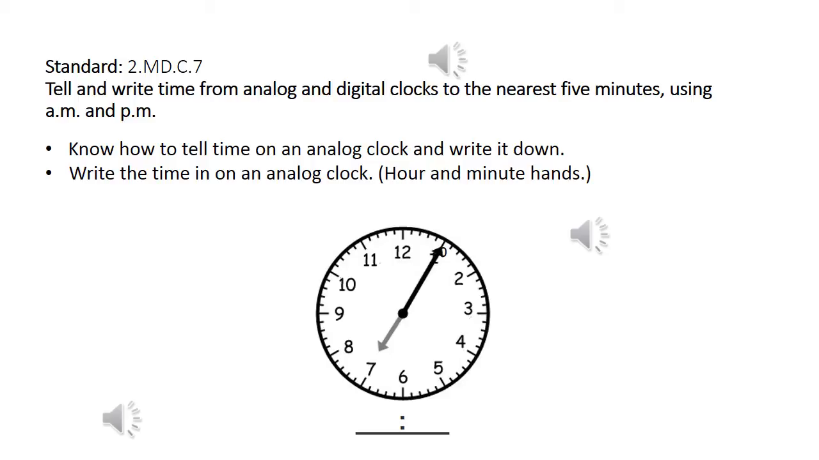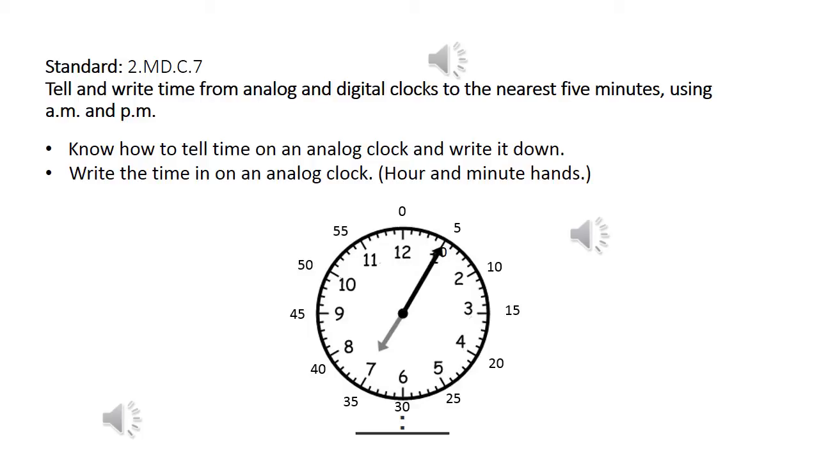Here we have an analog clock. It is good practice to have students learn to skip count around the clock. So at the 12, students will write a 0 above it. Next to the 1, they'll write a 5, a 10, a 15, a 20 next to the 4, 25, 30, 35, 40, 45, 50, 55, and then of course they're back to 0.